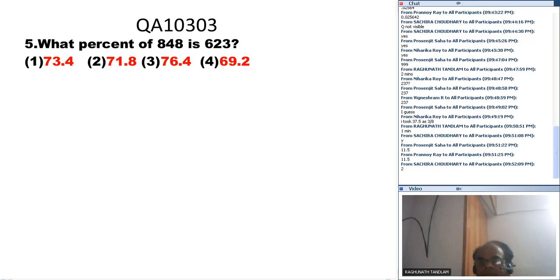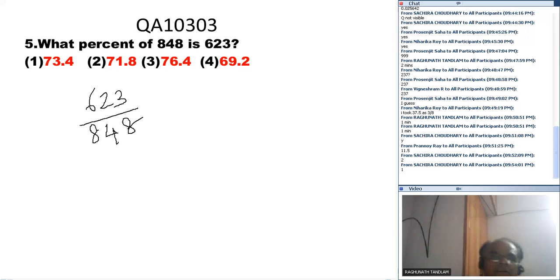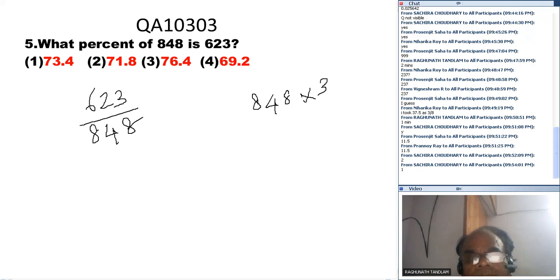How do you calculate the percentage of this? 623 by 848. How do you do it? I'm not giving this as an exercise because most of us can find out. How do you find out 623 by 848? All the options are around 75 percentile. Is 848 divisible by 4? What is 75% of 848? 636.